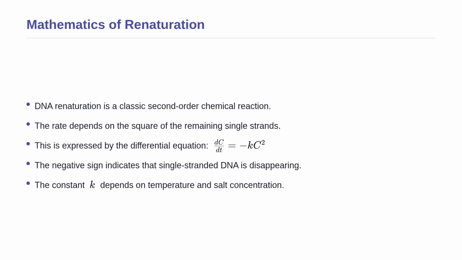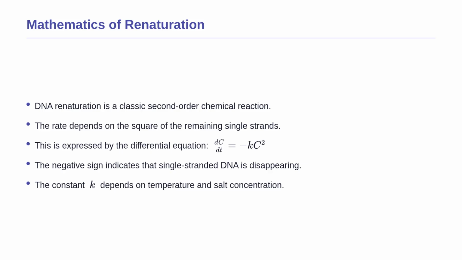Now that we understand the significance of Koch curves, let us look at the mathematics behind them. The process of two single strands of DNA finding each other is a classic second-order chemical reaction. Because the concentration of the left strand equals the right strand, the rate at which they combine depends on the square of the concentration of the remaining single strands.